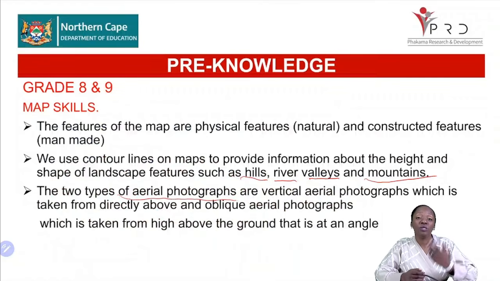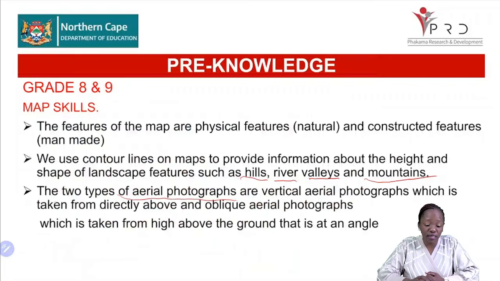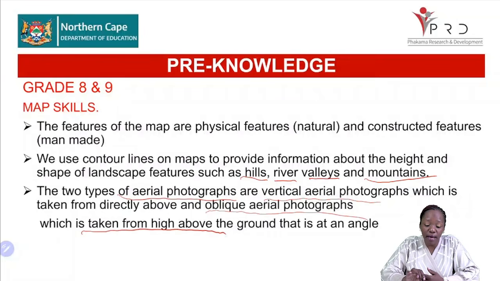Remember, we're going to look at the GIS as well. So it starts at grade 8 as well as grade 9, whereby you identify the two types of aerial photographs, which are your vertical aerial photograph, which is the angle taken from directly above, and also your oblique aerial photograph. When we are defining what is an oblique aerial photograph, we're talking about the photograph which is taken from high above the ground at an angle. Whereas your vertical aerial photograph is taken directly above.